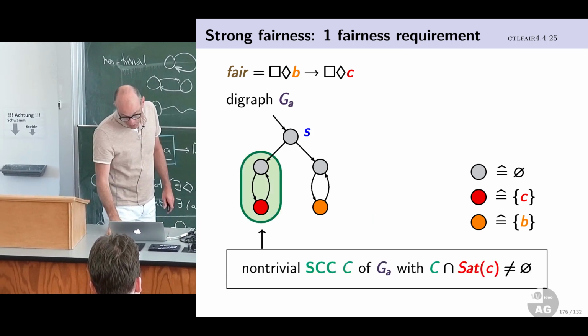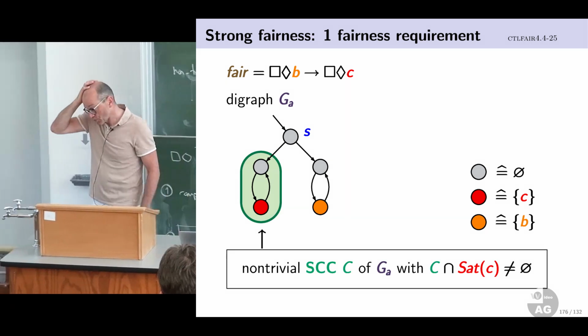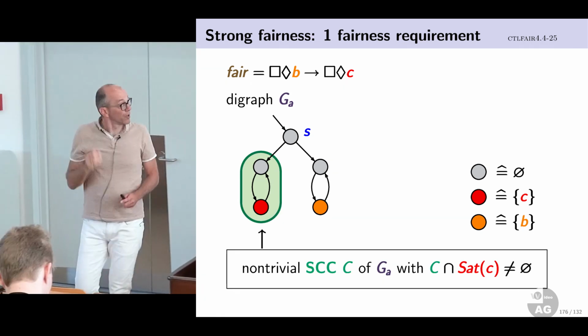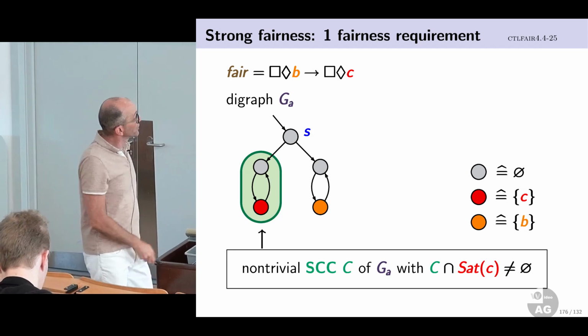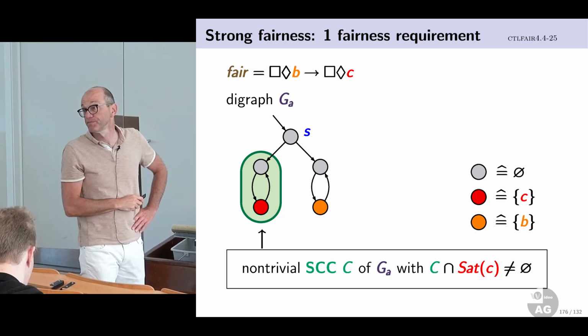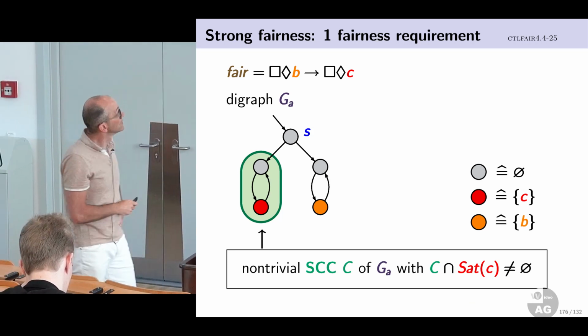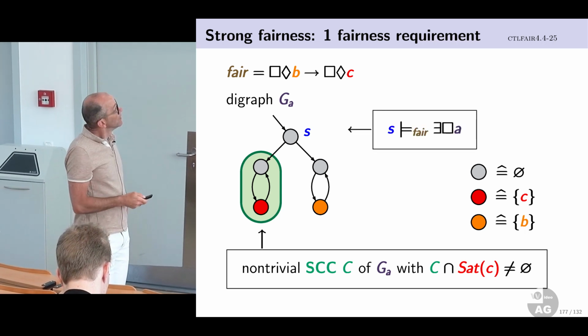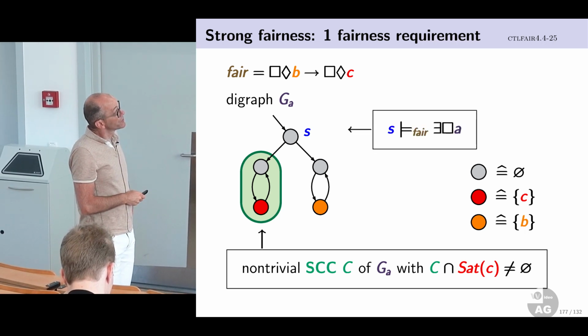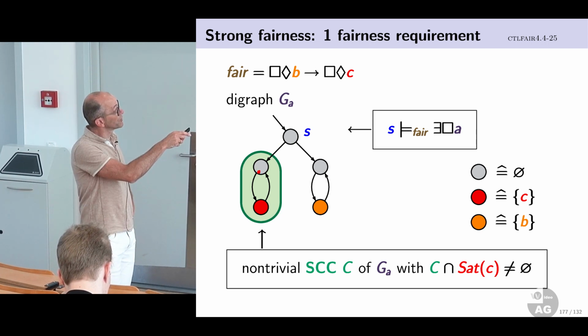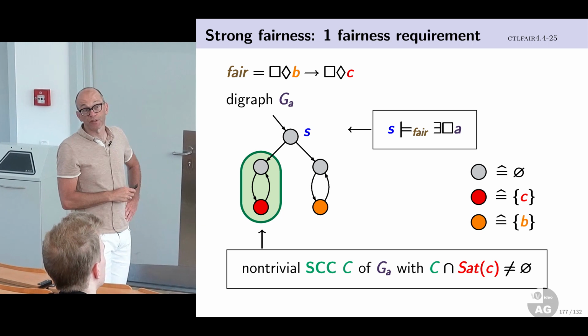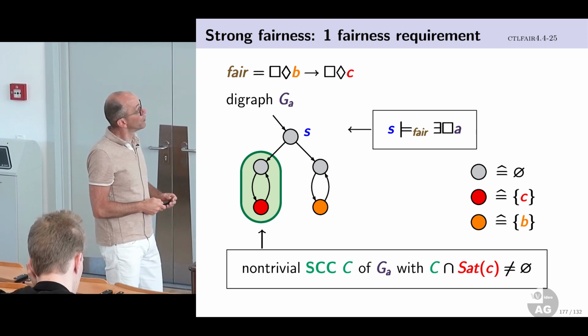The way that we're going to do this is as follows. We're going to take a non-trivial strongly connected component, and we're first going to consider those that have at least a C state. That means that this state satisfies existential box fair because it can reach this strongly connected component. This one is fair, and therefore the state satisfies this subformula.